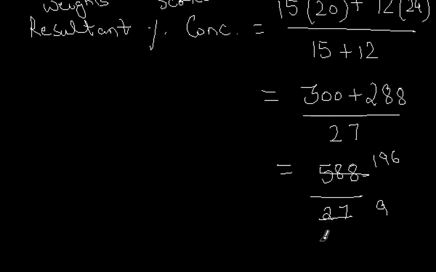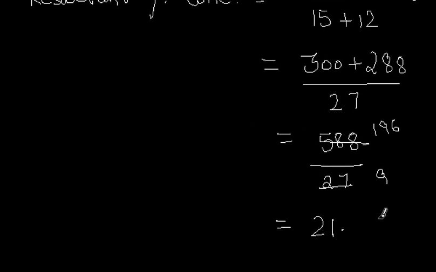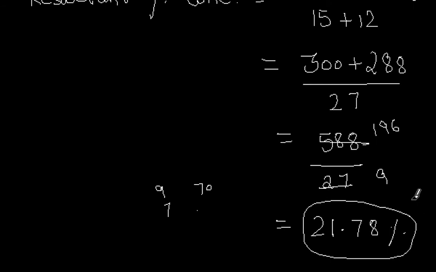So this will be 21 point, and doing the division, we are left with 70, and 9 goes by 7, so 763, so 21.78%. This is the required resultant concentration of the mixture.